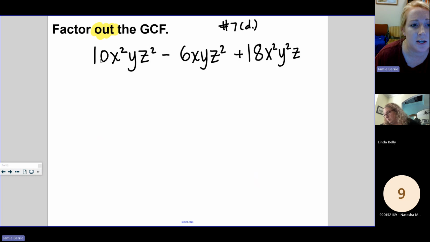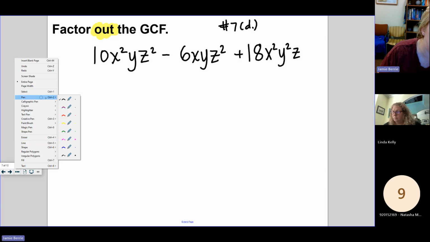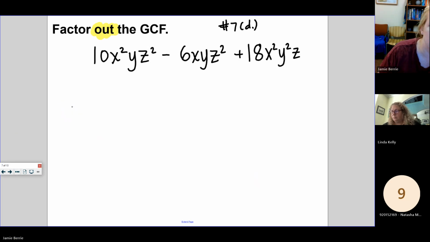So you're going to start by looking at your numbers 10, 6, and 18. What number goes into 10, 6, and 18? What's the greatest common factor? Take a look at the first 2 number first. Yep, 2 goes into all of those.